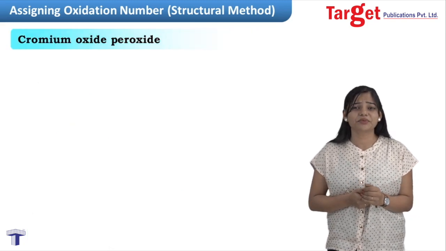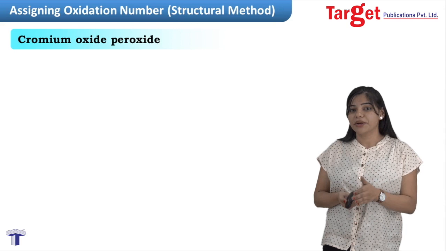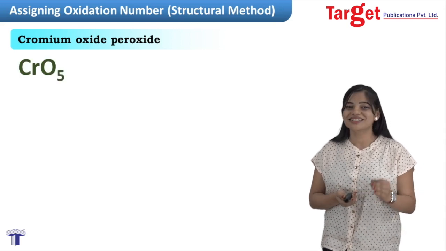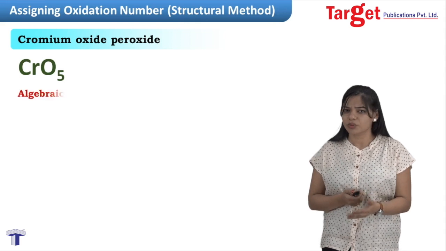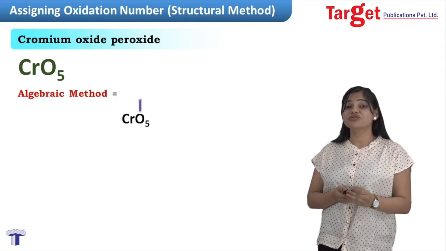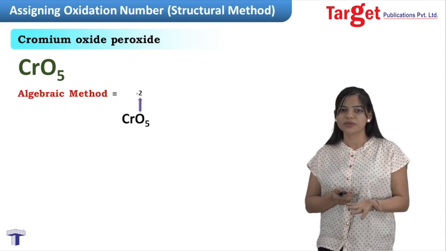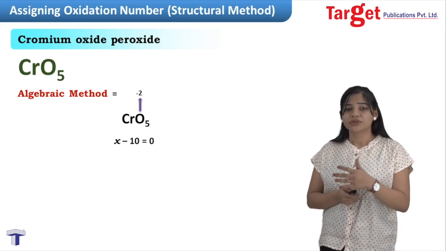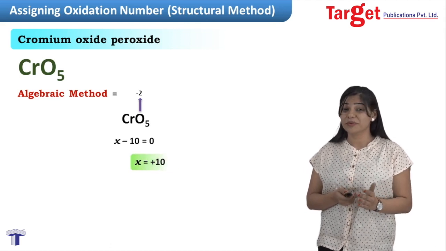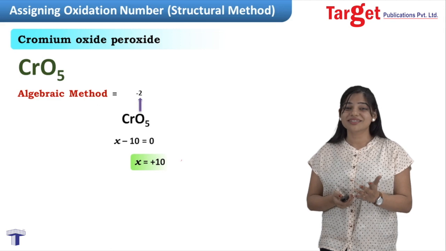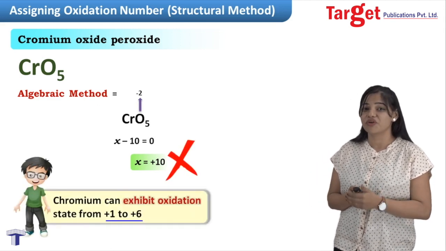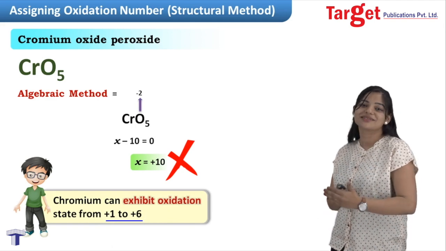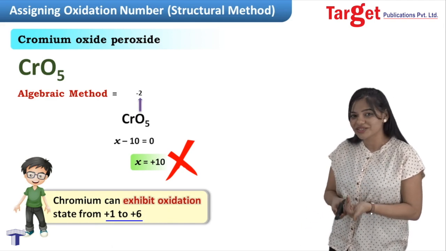Moving to the next example, which is chromium oxide peroxide, and the molecular formula is CrO5. Let's see with the help of the algebraic method what value we get. Oxygen is minus 2 and chromium is X, right? So here we get the value of chromium as plus 10. Students, this is absolutely wrong, because chromium can have an oxidation number from plus 1 to plus 6. Beyond that, it is not possible.